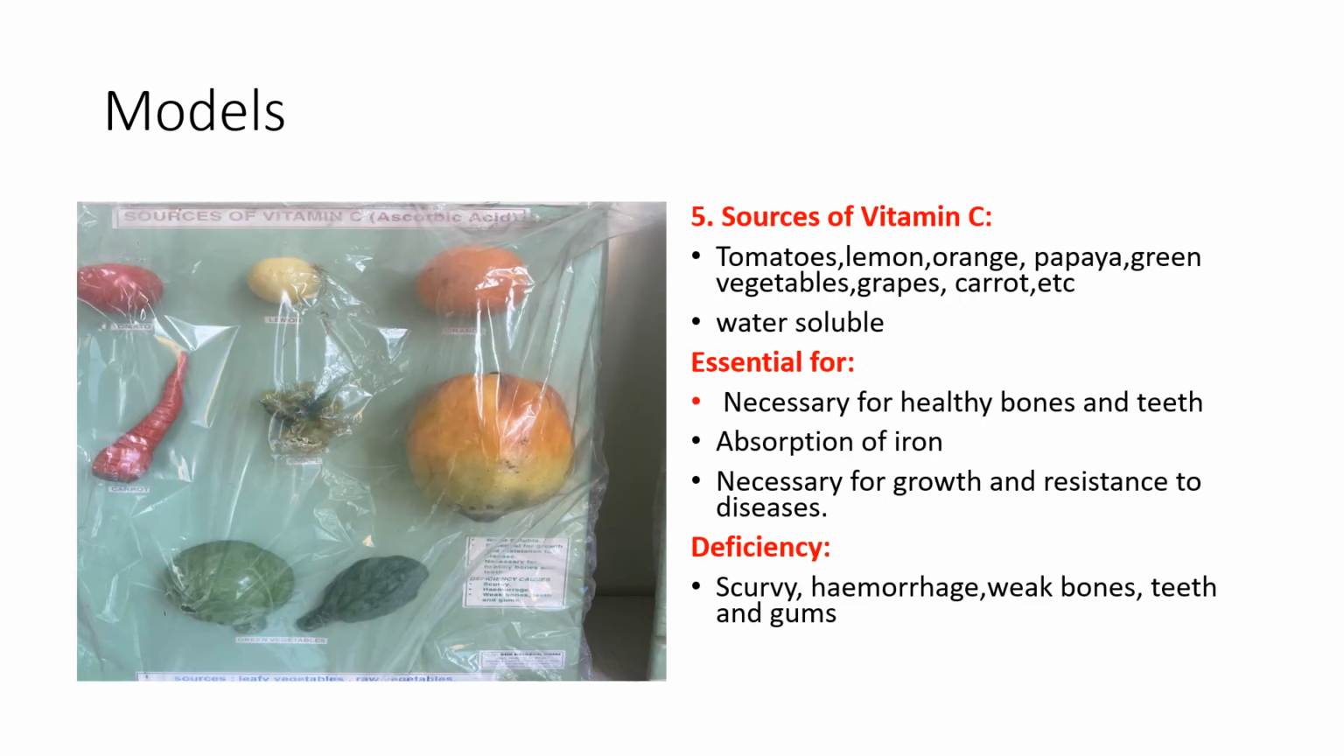Now here what do you see? These are the food items that are touted as sources of vitamin C. There are tomatoes, lemon, orange, papaya, green vegetables, grapes, carrots. And do remember, vitamin C is water soluble in nature. It is essential for healthy bones and teeth, absorption of iron, and necessary for growth and resistance to diseases. And the deficiency causes scurvy, hemorrhage, weak bones, teeth and gums.